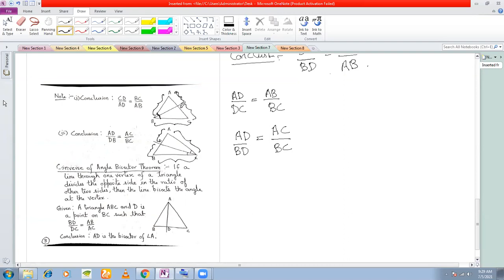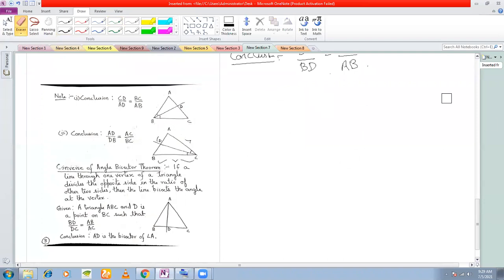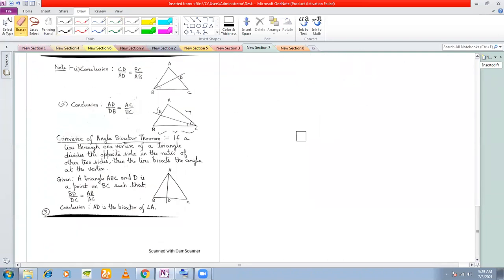Okay, no questions here. Next is the converse of angle bisector theorem. Converse means just the opposite of what is given. The given part here you will conclude, and the conclusion part here must be given. Okay, so let's see the converse of angle bisector theorem.